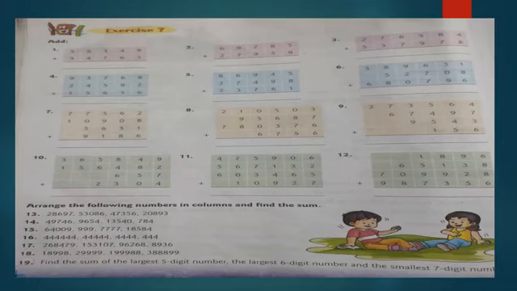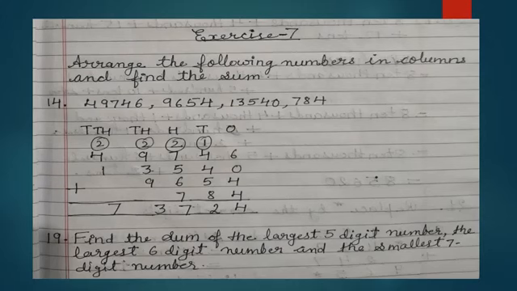Okay. So the next category of questions is arrange the following numbers in columns and find the sum. So I am going to explain a few of the questions from here. So just look into it. From exercise 7, question number 14 is arrange the following numbers in columns and find the sum. So 4 numbers are given. So first I have arranged them in a place value chart: ten thousands, thousands, hundreds, tens and ones. So these 4 numbers I have written column wise and then add them.